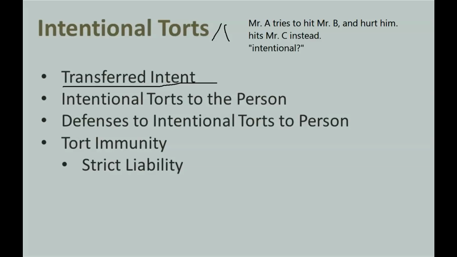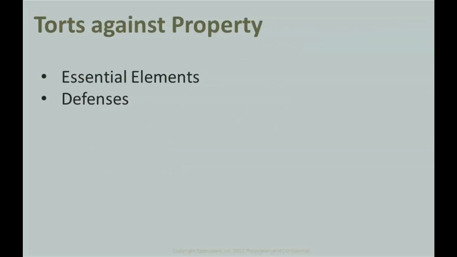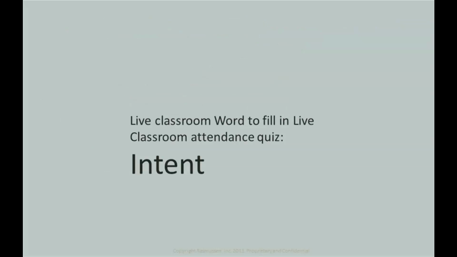It is intentional because it's still not negligence. He was striking out with the idea of hitting somebody, and he did hit somebody. He hit the wrong person, but that's called transferred intent. So you can't really call it negligence. It's treated in the tort law as intentional. It's an intentional tort to the person. And then there's torts against property. And here's your live classroom word: intent.